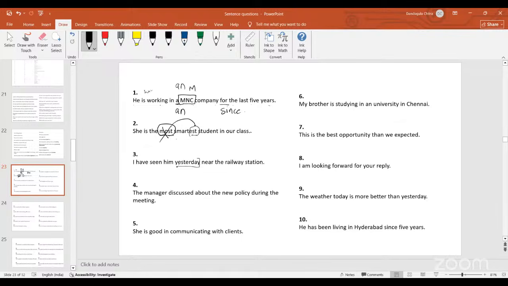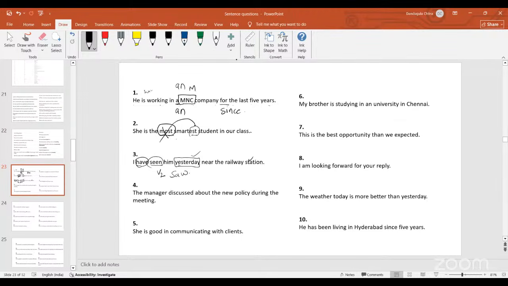Here you can observe the word yesterday. Yesterday means very recent, right? Even if you remember the class test that we did, in most of the questions we took this word yesterday and just changed the rest into something else. So here, as we can consider this a simple past tense, the V2 form should be there. The V2 form of see is saw. So I saw him yesterday near the railway station is correct.